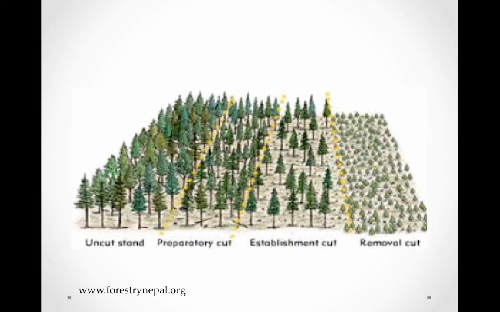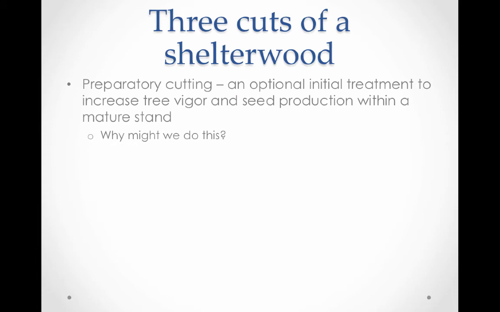So again, here's another example of what Shelterwood looks like. We have our uncut stand, we have our preparatory cut, we have our establishment cut, and finally we have the removal cut. So the three cuts of a Shelterwood. The first one is a preparatory cut. This is an optional initial treatment to increase tree vigor and seed production within a mature stand. So why might we do a preparatory cut or a prep cut? Pause and write down one reason.